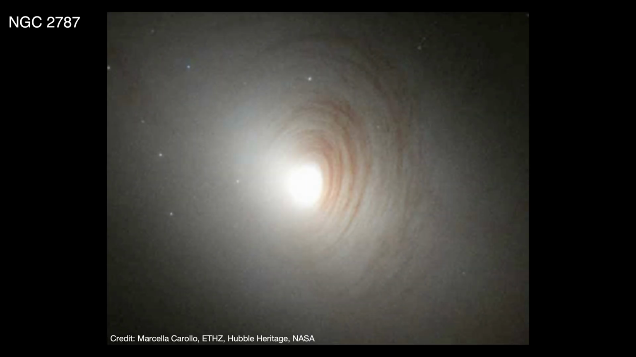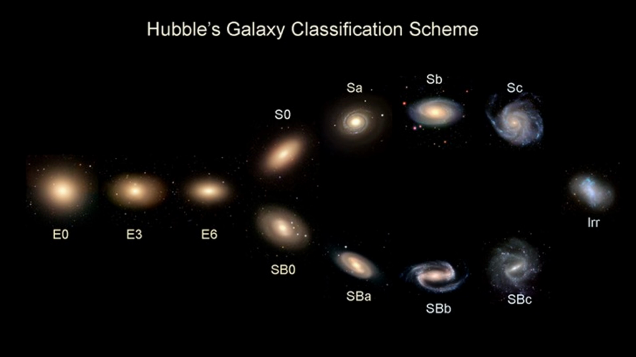Scientists have a few theories about how lenticular galaxies evolved. One idea suggests these galaxies are older spirals whose arms have faded. Another proposed that lenticulars formed from mergers of spiral galaxies.